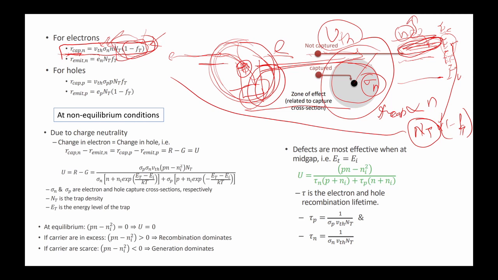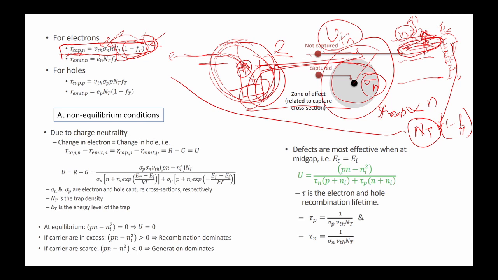So R emit, the emission, is nothing but how the electron is emitted to the conduction band again. It is directly proportional to the number of filled states.